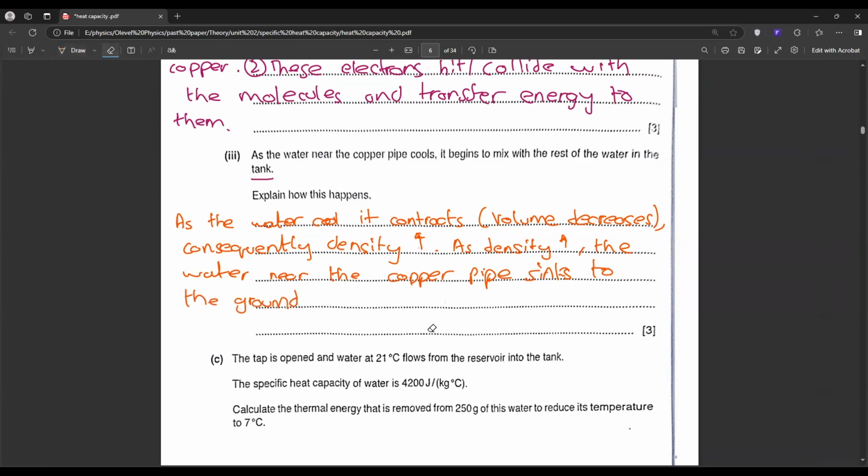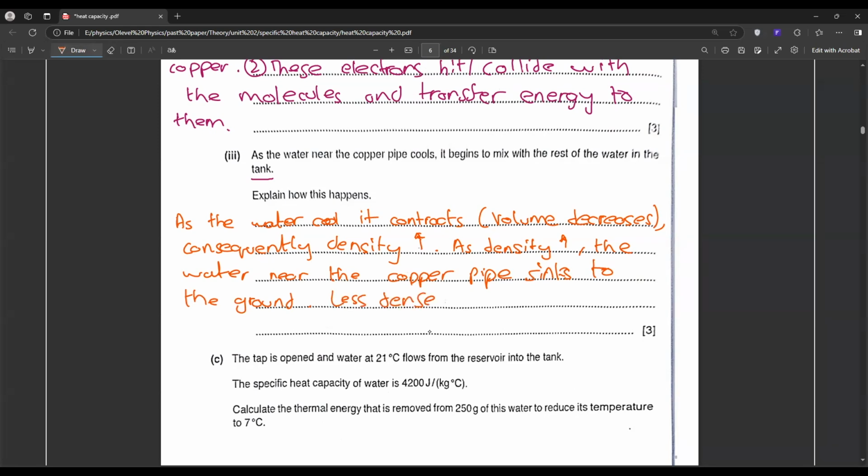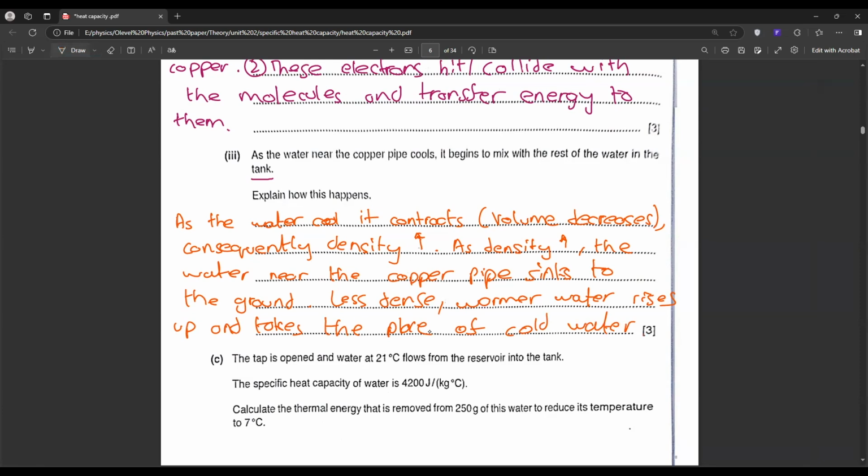And last point, if cold water is sinking to the ground, what will happen? Less dense, warmer water rises up and takes the place of cold water. Simple as that. Let's further move ahead.